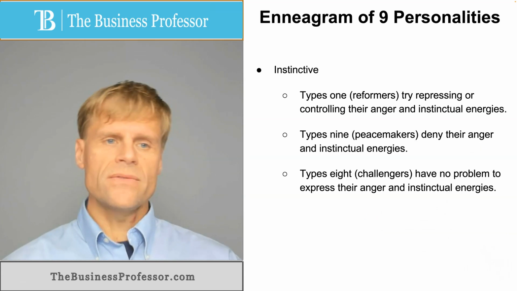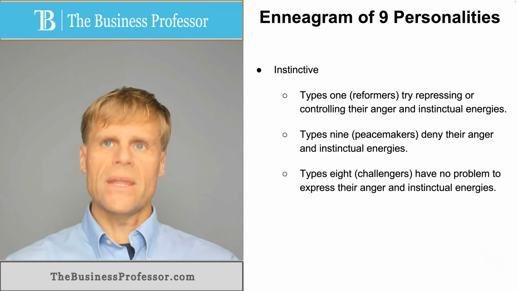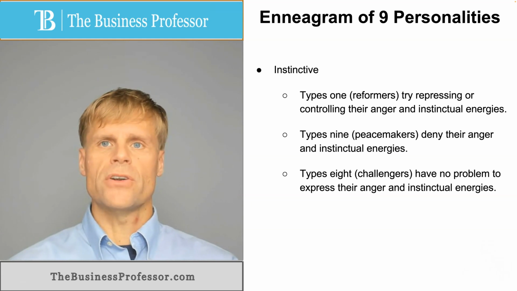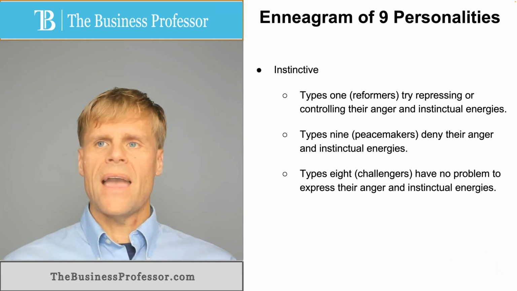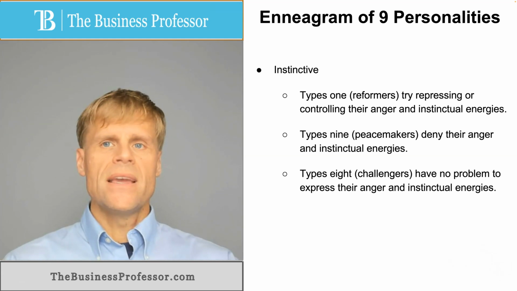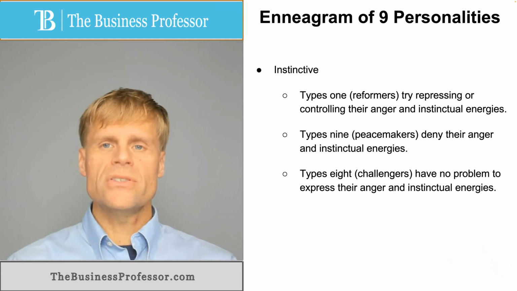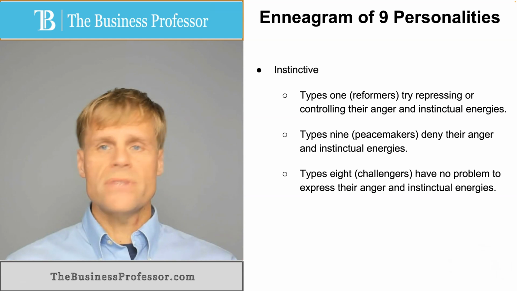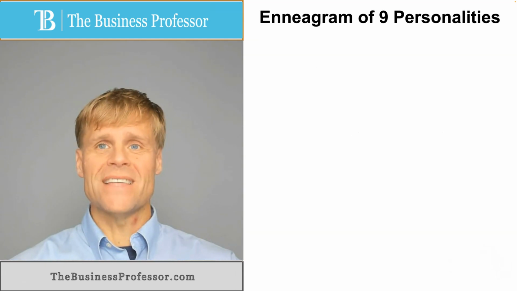So what do each of these groupings have in common? On the instinctive side, if you were dealing with external emotions, let's look at anger first. Type 1 reformers would try repressing anger and instinctual energies. Type 9 peacemakers would try to deny their anger and instinctual energies. Type 8 challengers have absolutely no problem expressing anger and those instinctual energies that come about.